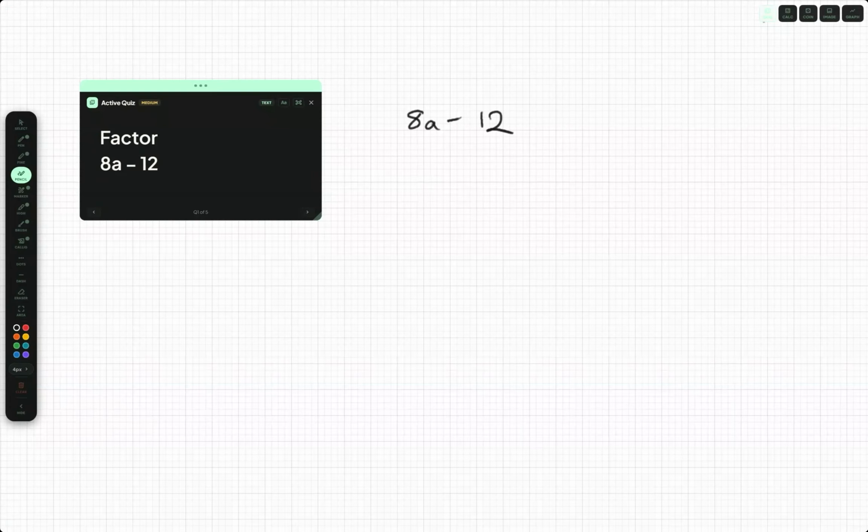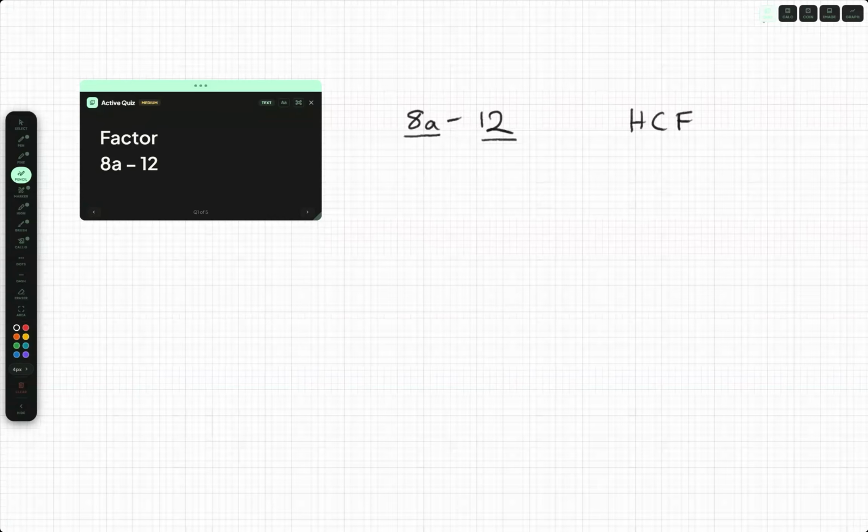is the highest common factor. Typically, we abbreviate this to HCF. And highest common factor is the largest factor that we can find in common between however many terms we have. So in this case, we've got two terms, and we're looking for the highest common factor between them.